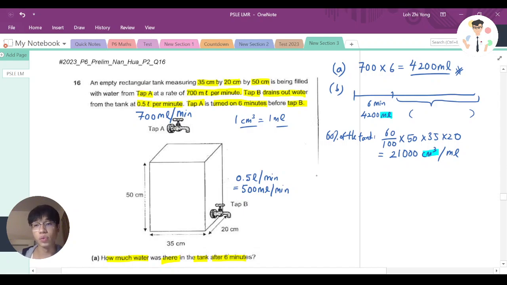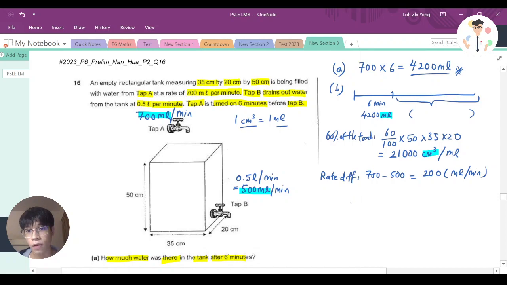Okay, so the first thing I should do is to find out, because the first 6 minutes, I have 700 ml water coming in. But after that, no. You see, I have 700 ml coming in. I have 500 ml going out. So I actually can find the rate difference. What's the rate difference? 700 minus 500 is equal to 200. Which means that in 1 minute, after the 6 minutes, I only have 200 ml water coming in.